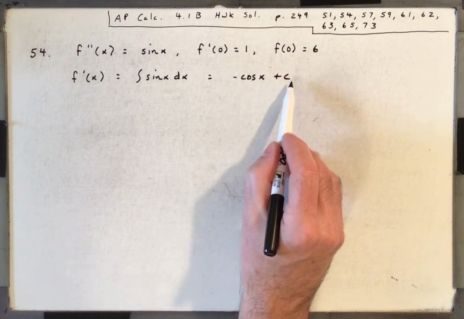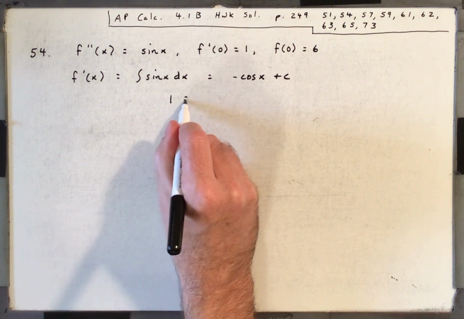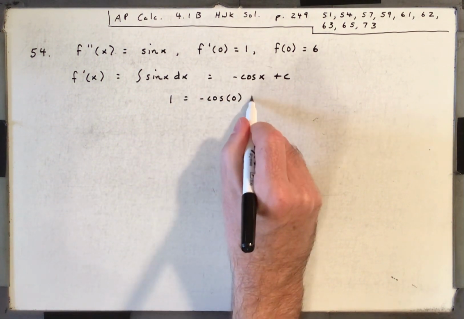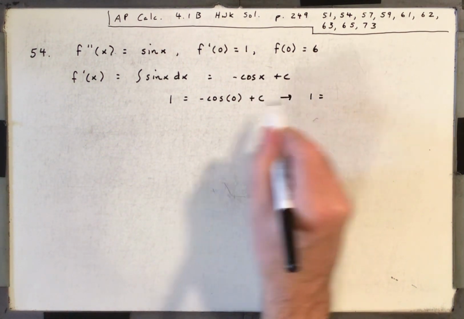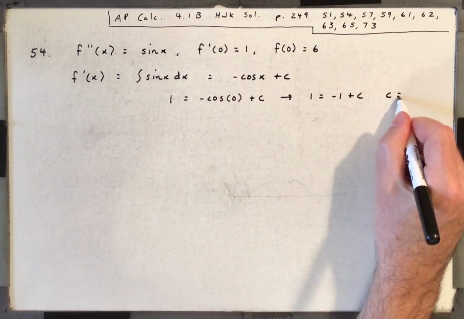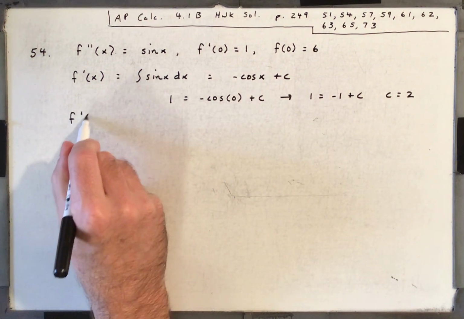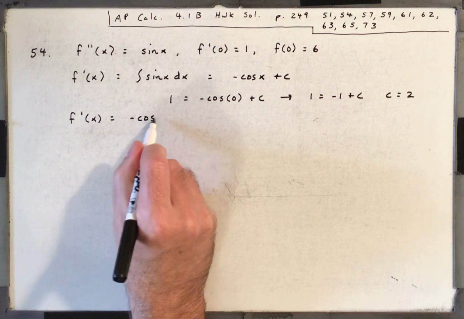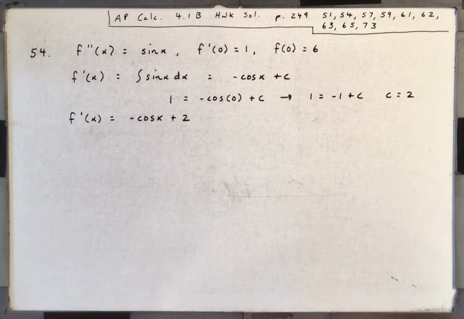So now we can find c by using this information here. We have 1 is equal to negative cosine of 0 plus c. Cosine of 0 is 1, so 1 is equal to negative 1 plus c. So c is equal to 2. So f prime of x is equal to minus cosine x plus 2.